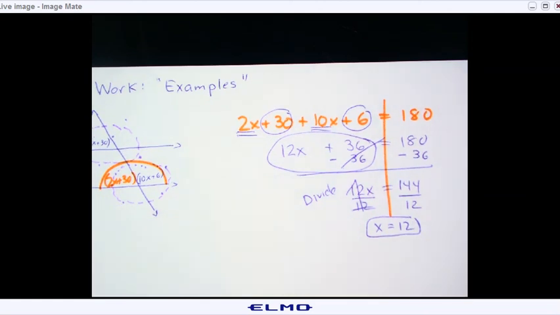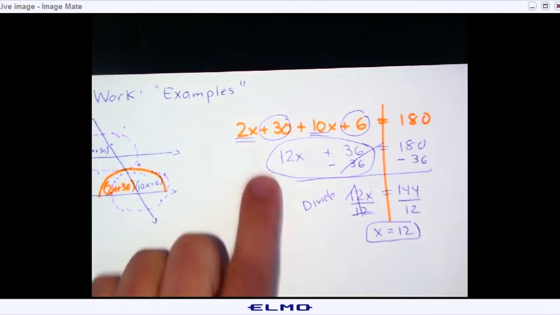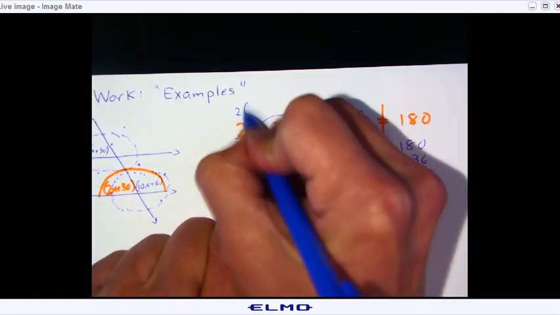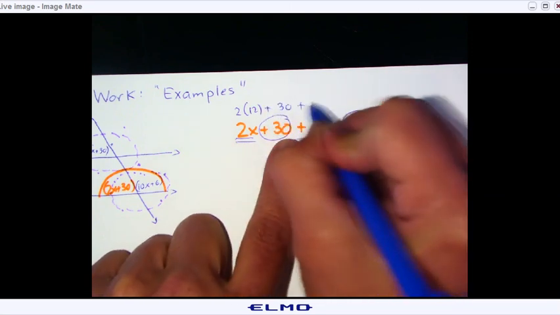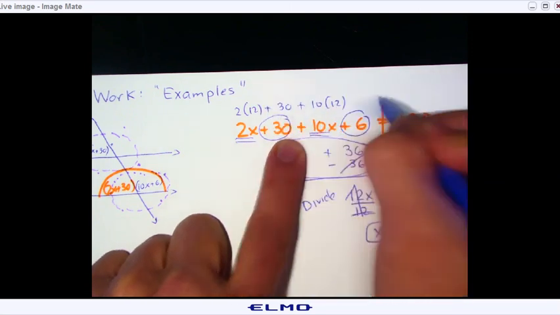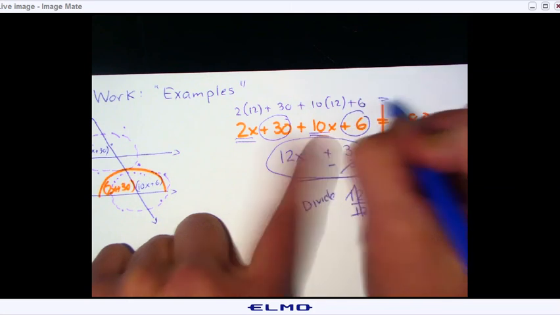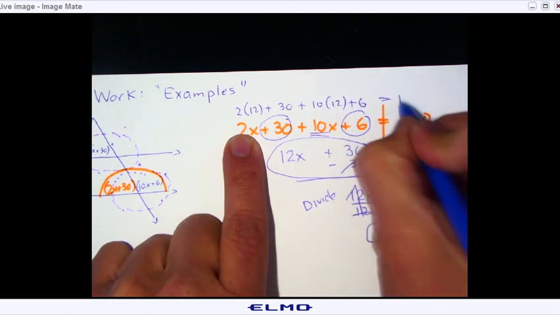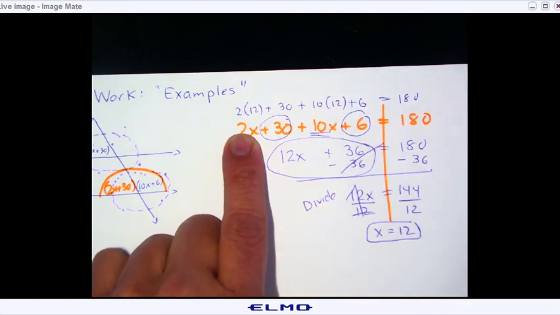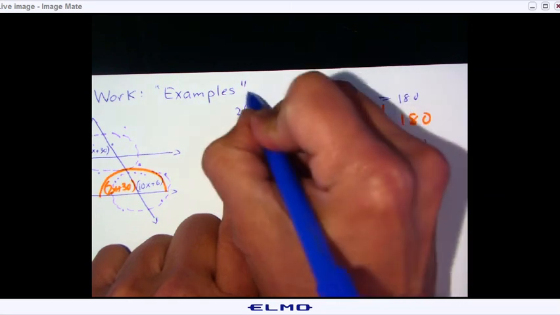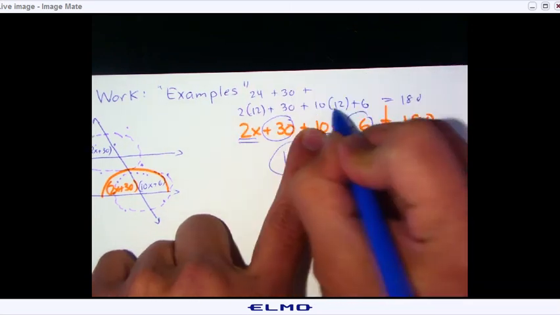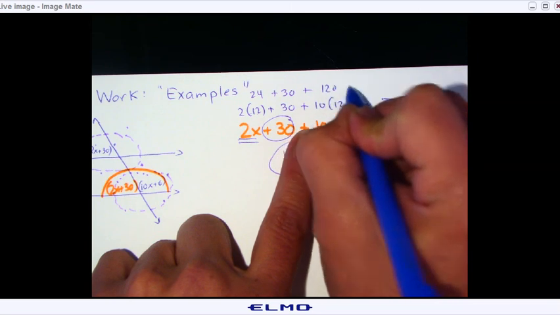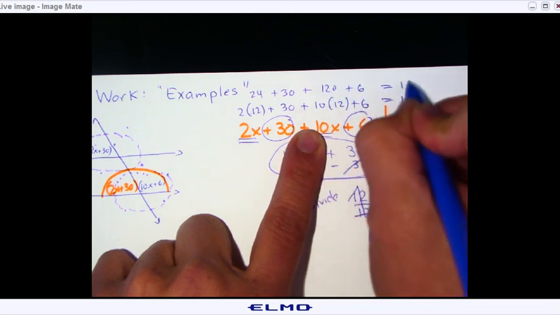And there's your answer. What does that mean? That means 2 times 12 plus 30 plus 10 times 12 plus 6. When you do all this, it's going to equal 180. All right, 2 times 12 is 24, plus 30, plus 120, plus 6 should equal 180.